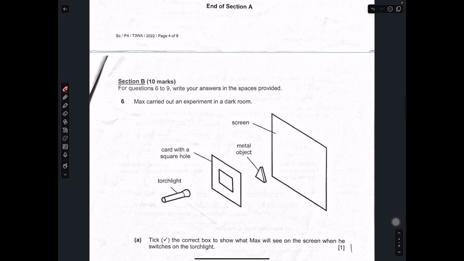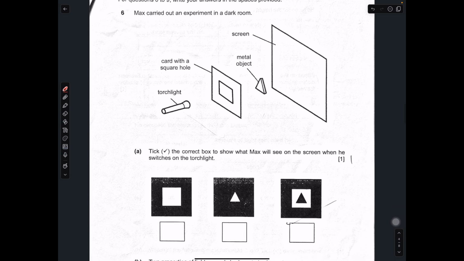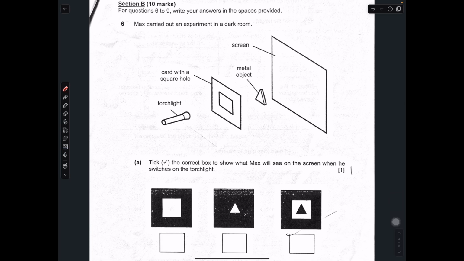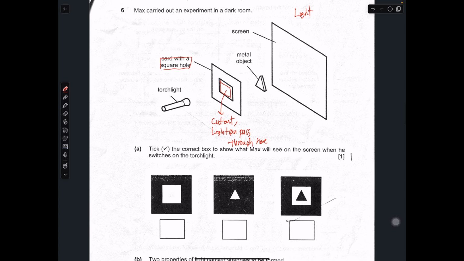We will now move on to the open-ended section. There will be 4 questions. The first question is on light. Over here we have a torchlight and a card with a square hole. This area over here is actually a cutout, which means light can pass through here. Then they ask you what Max will see on the screen.